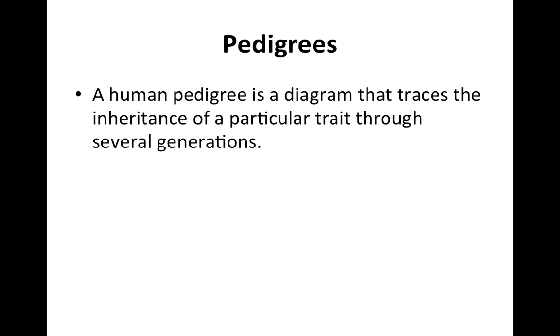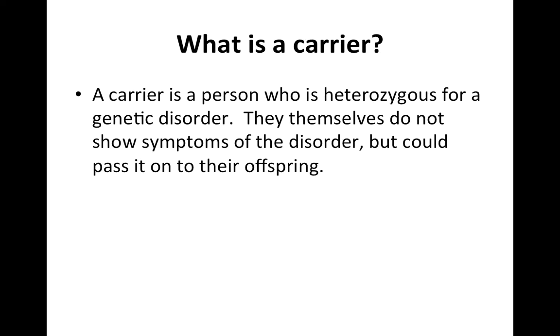Okay, so a human pedigree is a diagram that traces the inheritance of a particular trait through several generations. So a carrier is a person who's heterozygous for a genetic disorder. They don't actually show the symptoms of the disorder, but they could pass it on to their offspring. And carriers are really important in your pedigree because they help you determine the genotype of the offspring and the parents.